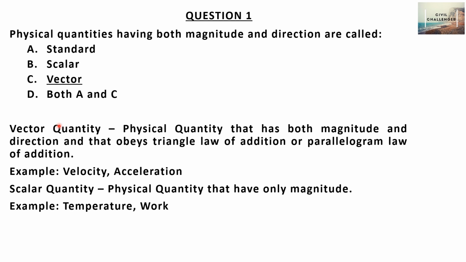Vector quantities are those physical quantities that have both magnitude and direction, and also obey the triangle law of addition or parallelogram law of addition. Some examples are velocity, acceleration, etc. Scalar quantities are those physical quantities that have only magnitude. Some examples are temperature, work, etc. So the correct answer is option C, vector. The physical quantities having both magnitude and direction are called vectors.